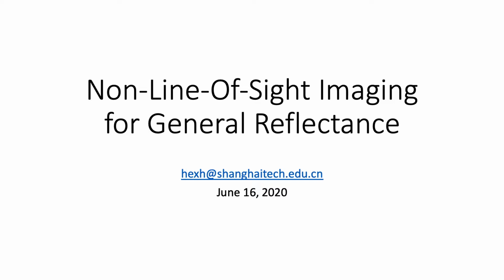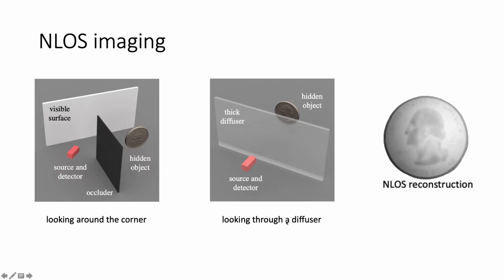Okay, now let's get started. Today we're going to talk about NLOS imaging for general reflectance. We know that NLOS imaging is about reconstructing objects that are around the corner or blocked by some diffusers.